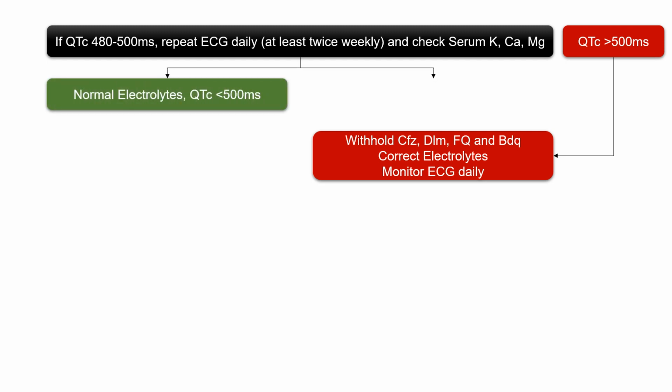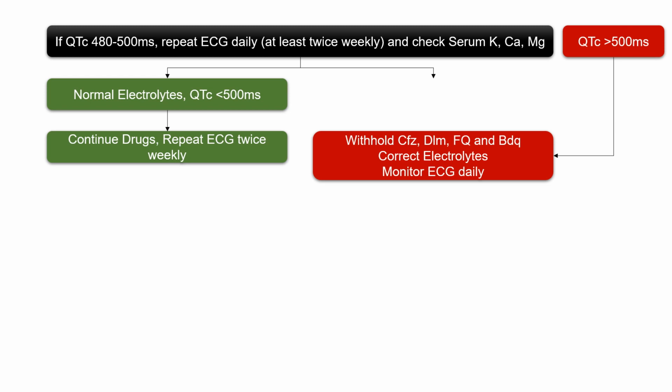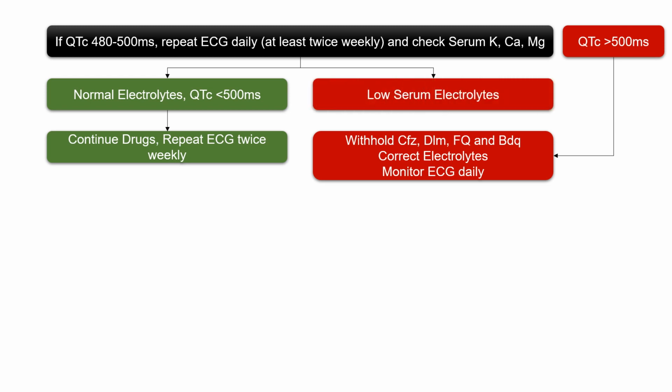If the serum electrolytes are normal and the QTc is 480 to 500 millisecond, that means what? The risk factor is not there and the QTc is borderline prolonged. So what we can do? We can continue the drugs and repeat the ECG twice weekly and continue to monitor. But on the other hand, suppose in this case the electrolytes are low, that means there is a high chance of the patient going into further complications just because the risk factors are present. So what do we do in this case? Obviously we withhold the drugs, that is clofazimine, delamanid, bedaquiline and fluoroquinolones, and follow up like that as before. So we have stopped all the drugs that can cause QT prolongation now.